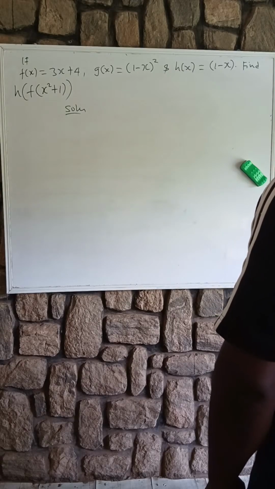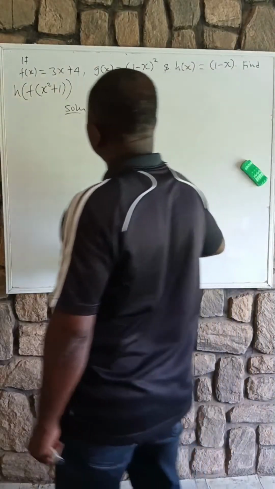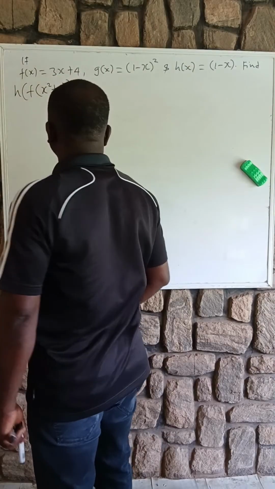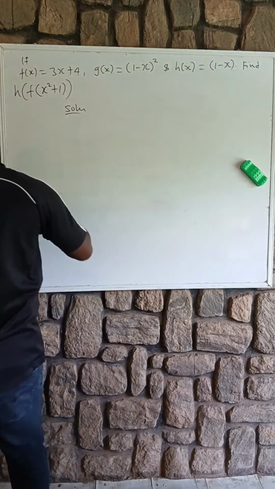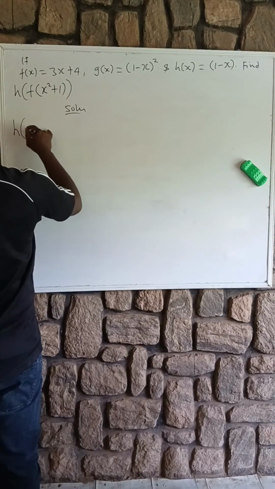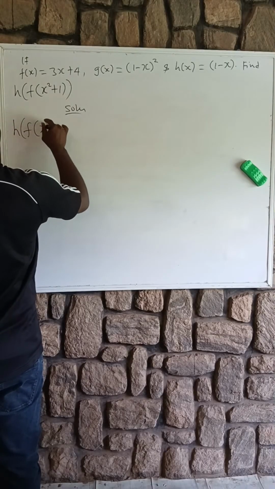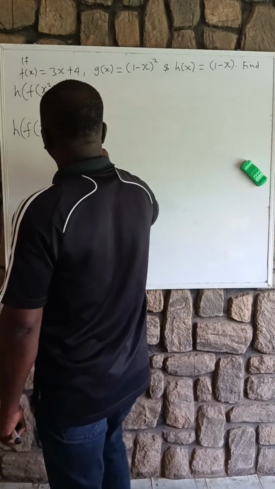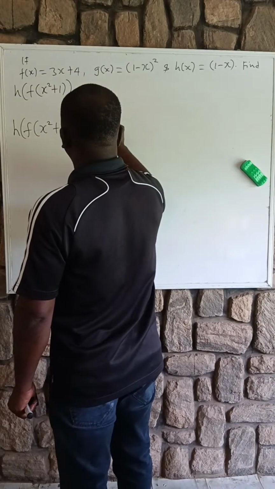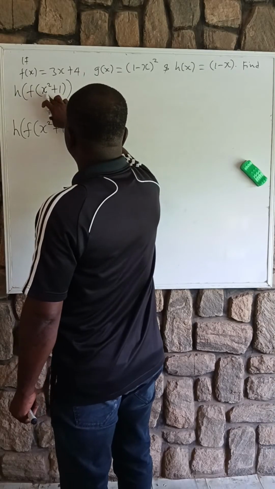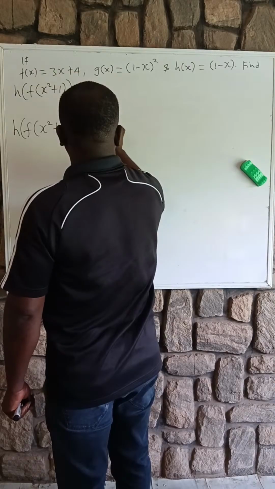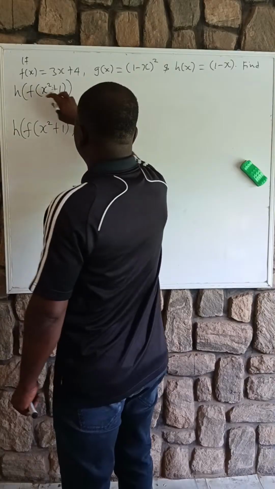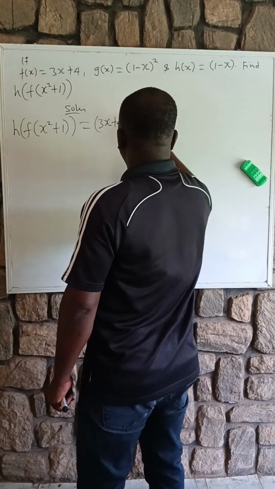So it implies that since we already have a function here, this will be inside here. So here will now be h of f of x squared plus 1. This is equals to, anywhere you see x, you write 3x plus 4. So 3x plus 4 all squared, x squared plus 1.